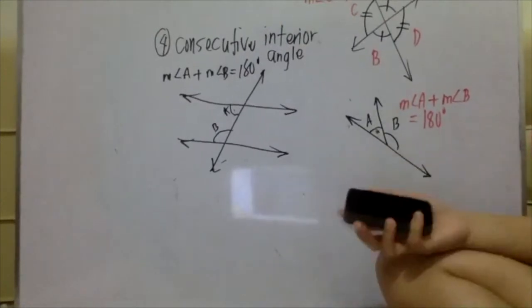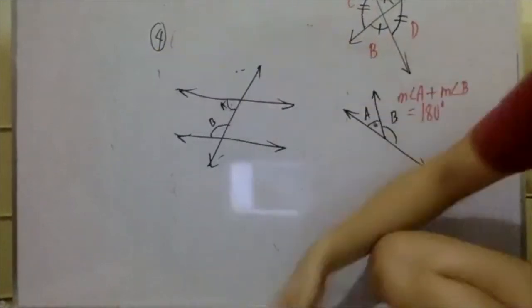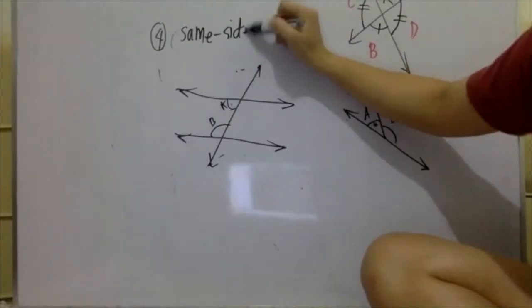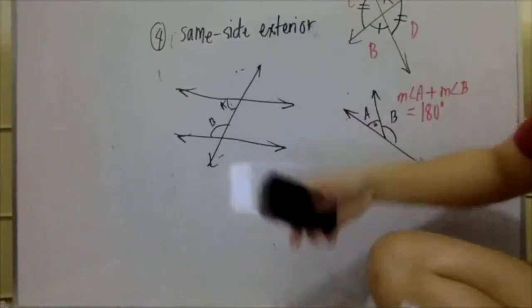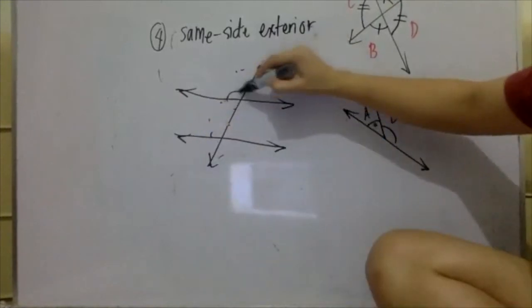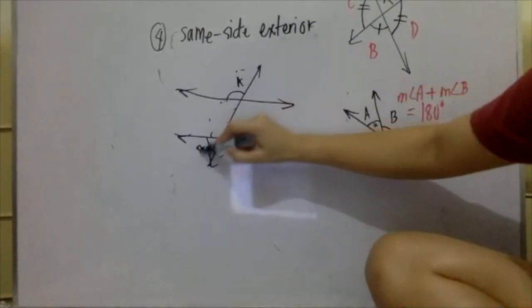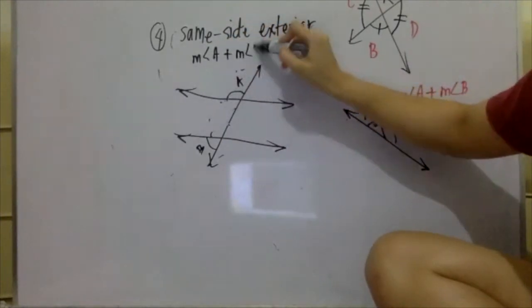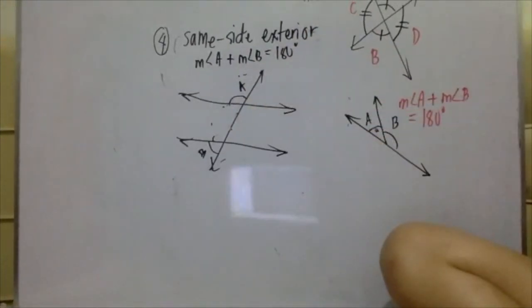And then, meron din tayong same side exterior. So, kanina, alternating, equal. Ngayon naman, pag on the same side sila, tapos pareho silang nasa labas, meaning here and this one, let's say angle A and angle B, ang sum ng angles nila is equal to 180. So, supplementary angles sila.